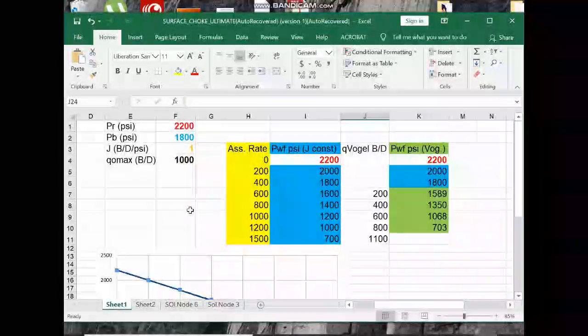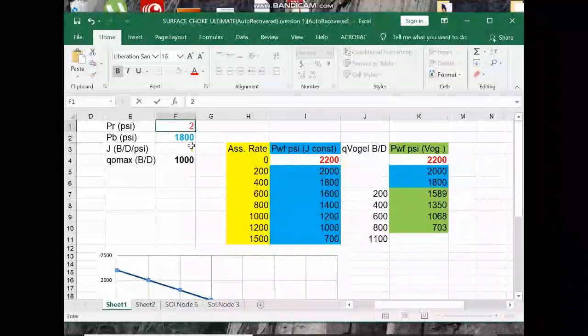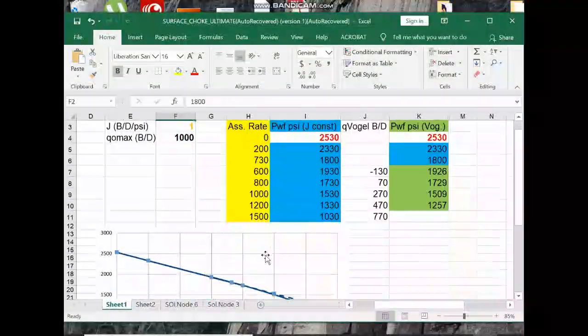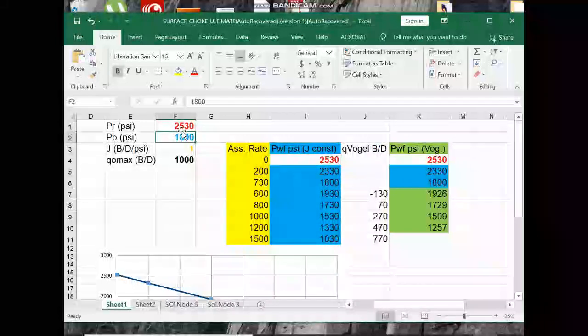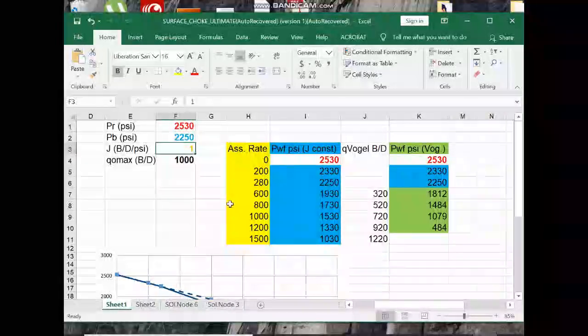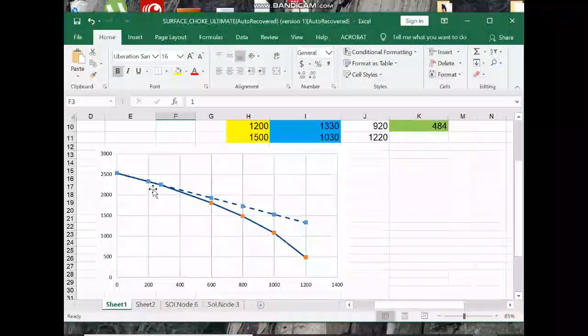Also, once you construct this Excel, you can play around with the data. Let's say the reservoir pressure is 2530 psi. So you can see here the origin has moved to 2530, and then you cannot see a difference. But check this: when we change again the PB, and let's say make it 2250 psi, then you can see the big discrepancy.